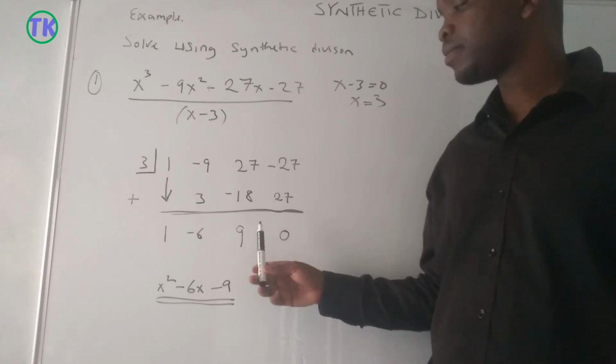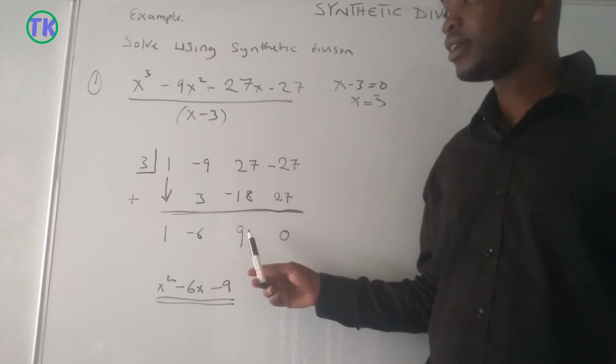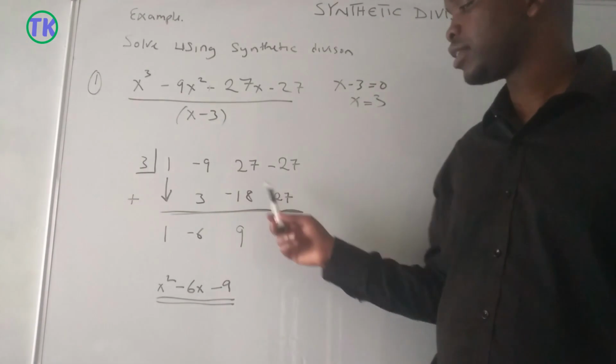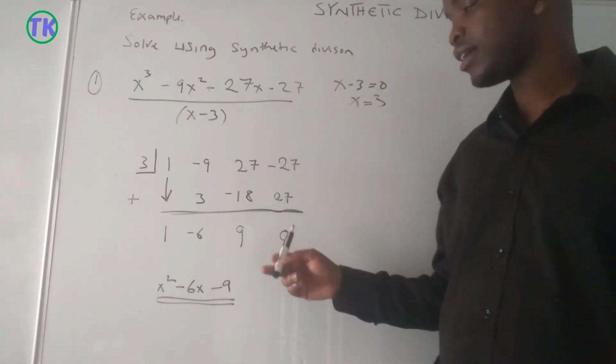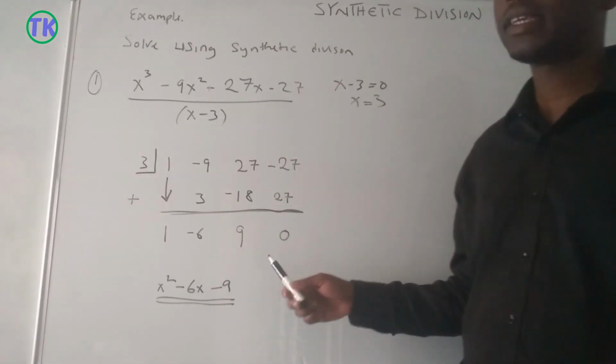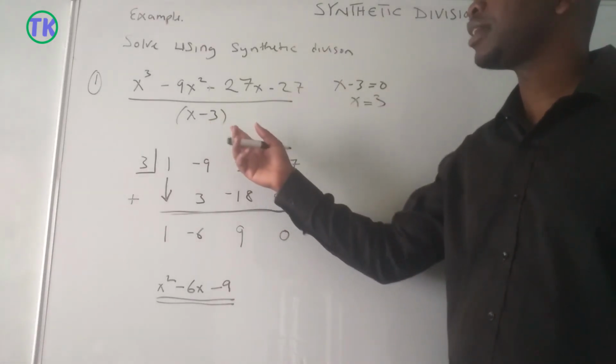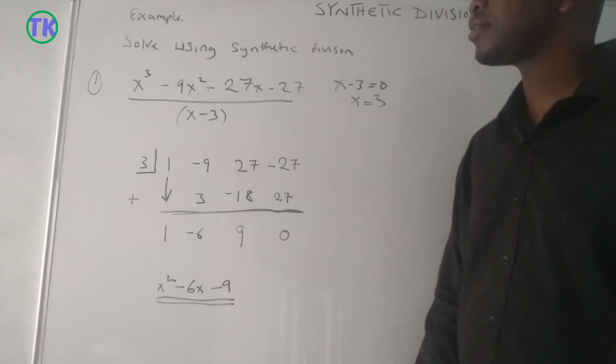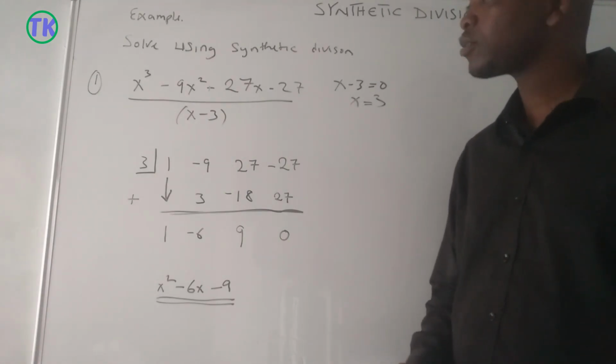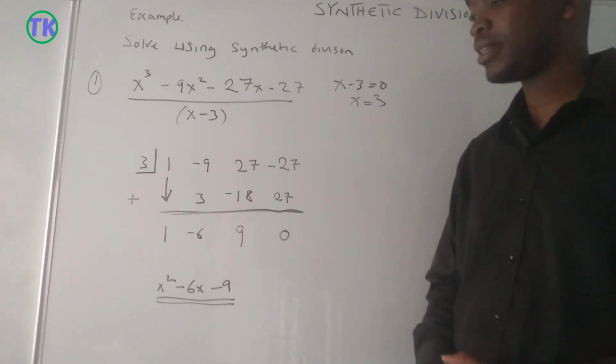And then we do the same thing. We multiply 9 by 3 to get 27. Then we add again to get 0. This 0 is our remainder. So in this case, x minus 3 can go into x to the power 3 minus 9x squared plus 27x minus 27 without giving us any remainder.